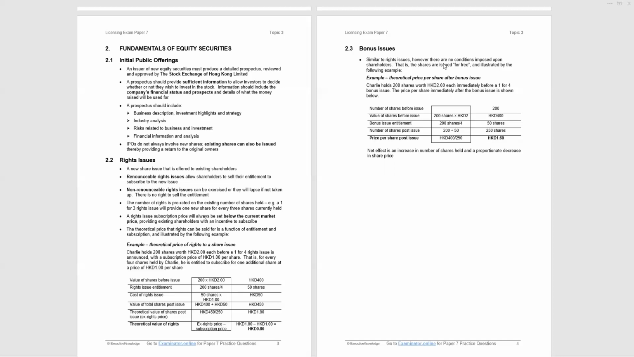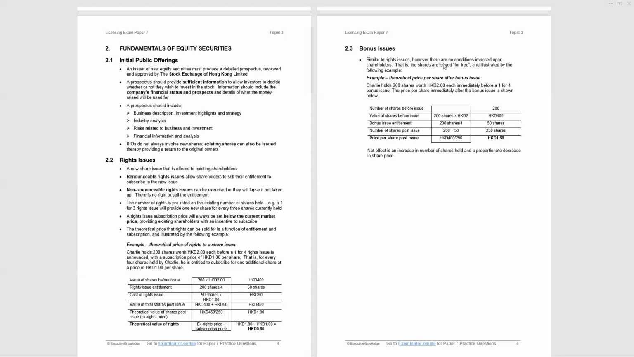Okay, let's look at the numbers. Value of shares before issue, 200 multiplied by $2, giving us $400. The rights issue entitlement, well, we divide the 200 shares that Charlie has by 4, and we get an extra 50 shares. How much are those 50 shares going to cost? $1 each, giving an extra $50. So the value of the total shares held, 450 Hong Kong dollars. How many shares does Charlie now hold? The original 200 plus the 50 in the rights issue, 250.